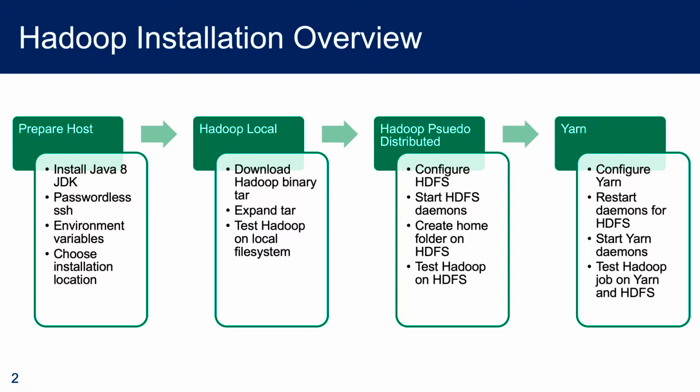Finally, we're going to set up Yarn. And for now, just understand that Yarn is the execution environment for Hadoop jobs. So we'll configure Yarn. We need to restart the daemons for HDFS. We'll need to start the Yarn daemons, and then we can run the same Hadoop job, this time testing it with Yarn and also HDFS.